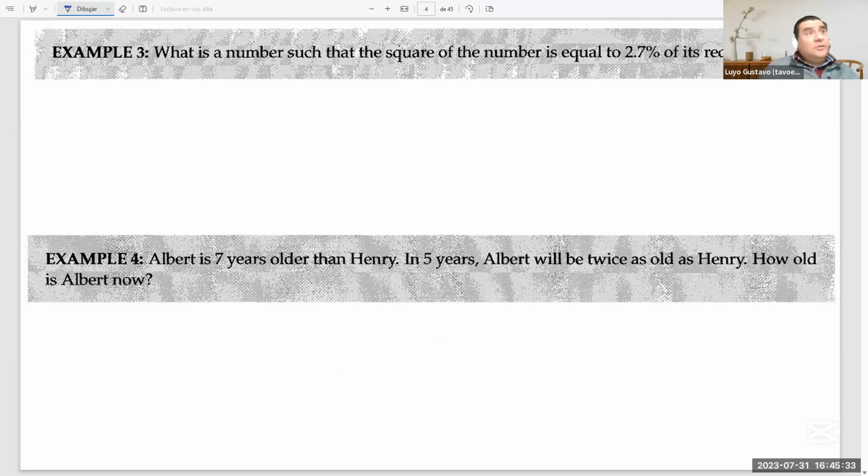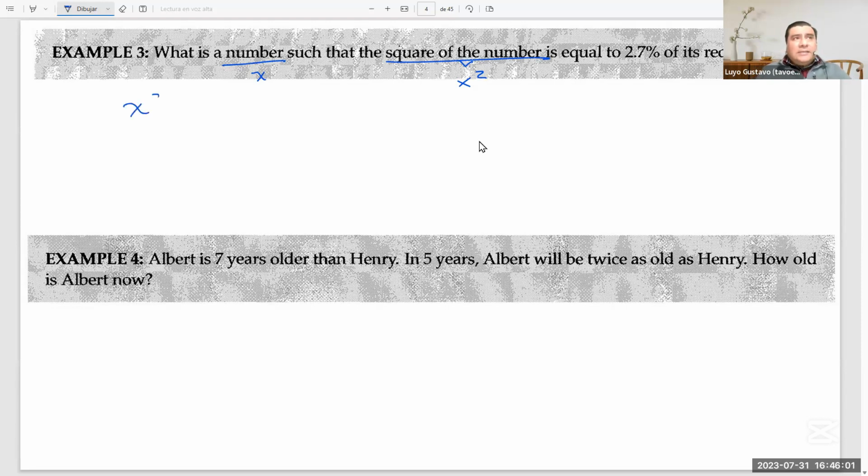Now you might probably use your calculator at this one, right? But how do we formulate this? This says, what is a number such that the square of the number... Okay, what is a number? Let's define our unknown. This is some number, which we may call x. And it says that the square of the number, and we can represent this using x squared, equals 2.7% of its reciprocal. So take a look.